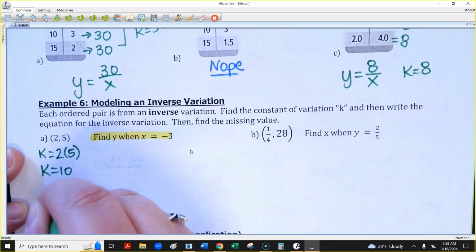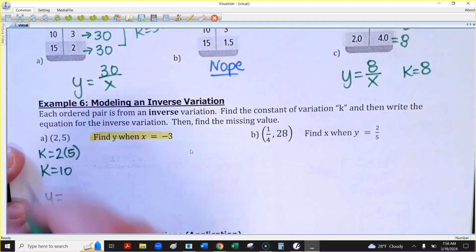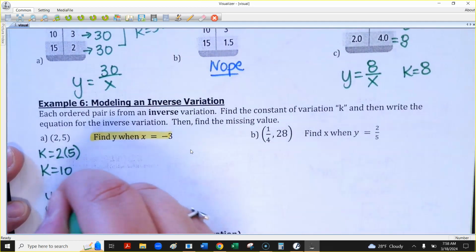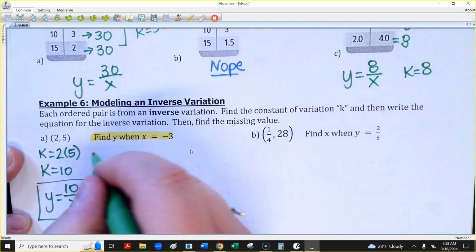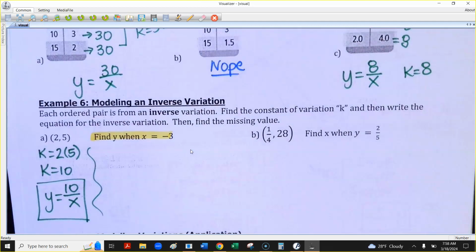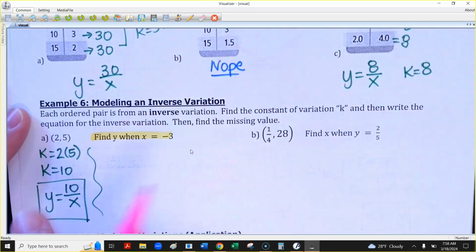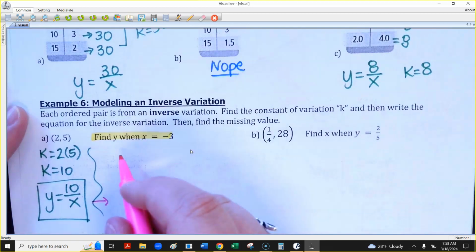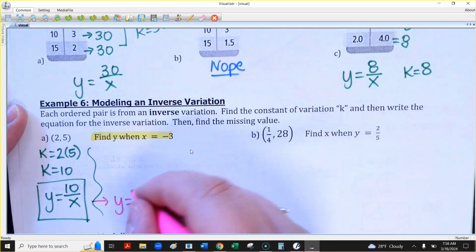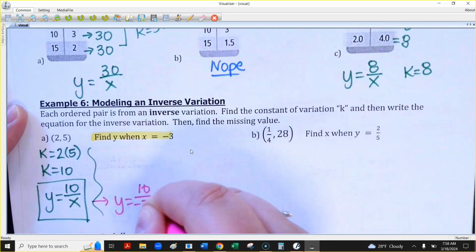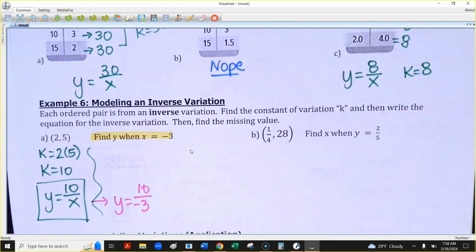So again, there's a couple ways you can do this one. Your general equation here would be 10 over x. And they always ask, like, find x when this is whatever, or find y when this is whatever. So they'll give you this. So we can just use the equation if we want to. So it says find y when x is -3. So I would do 10 over -3, and there's really nothing else to do there. I can't reduce that or anything.